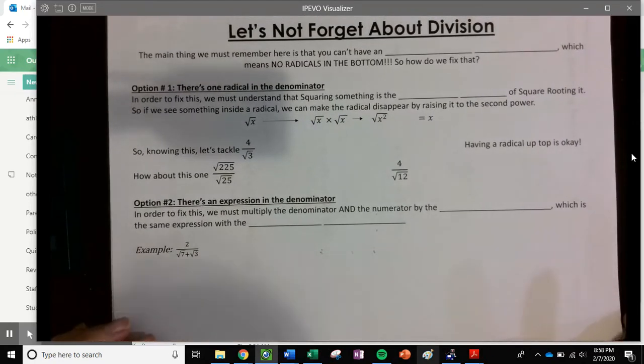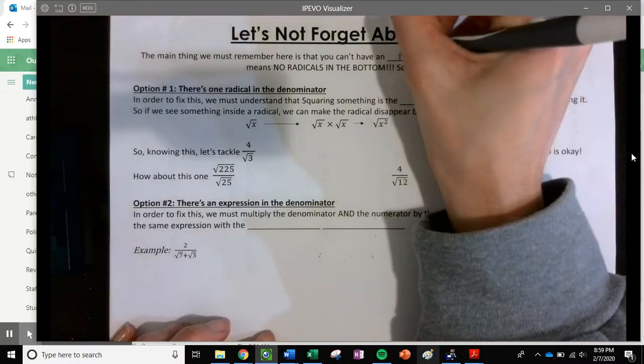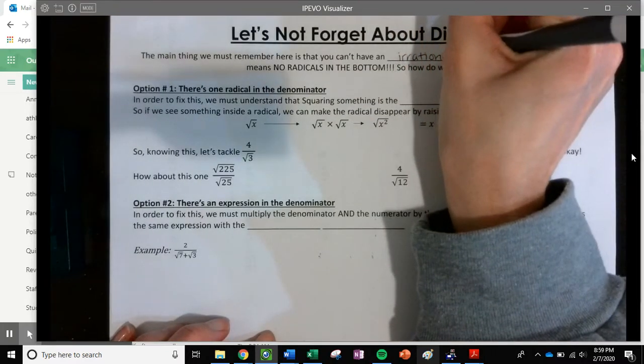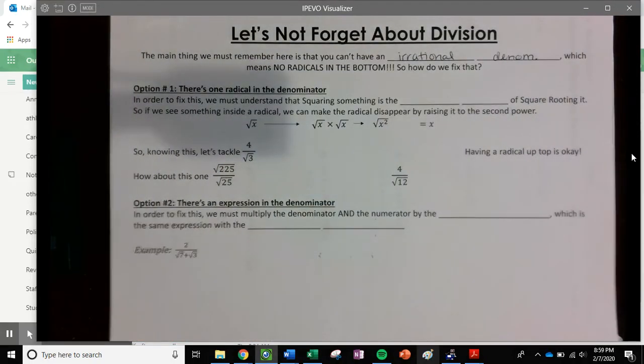Okay, so we did addition, subtraction, multiplication, and now we need to talk about division. I would be remiss not to talk about division. So the main thing that we have to remember with division involving radicals is that you cannot have an irrational denominator. Okay? You cannot have an irrational denominator, and I just write denom for denominator because that's such a long word. So irrational denominator means that you cannot have any radicals in the bottom of a division problem, which is essentially a fraction. You can't have a radical in the bottom of a fraction.